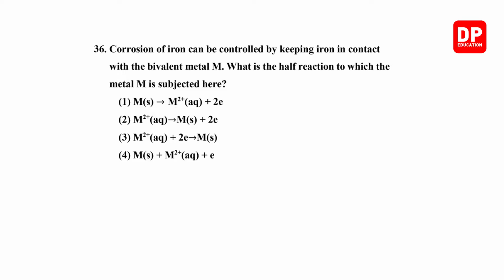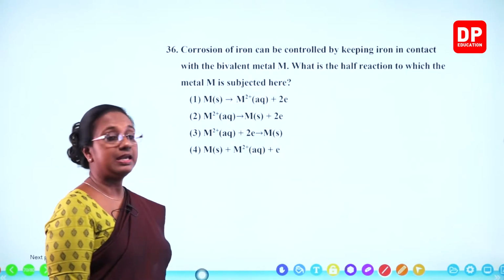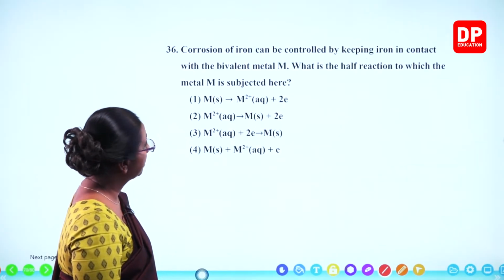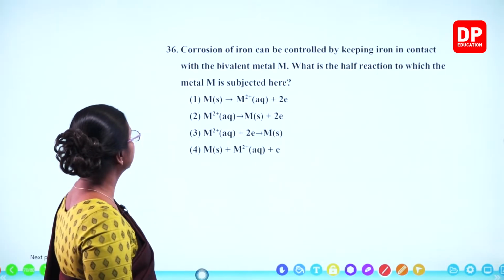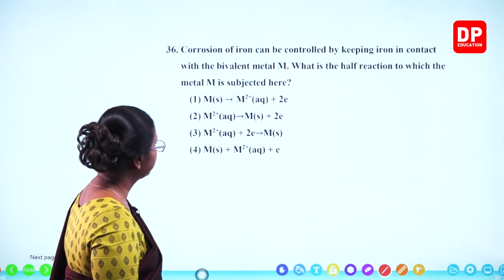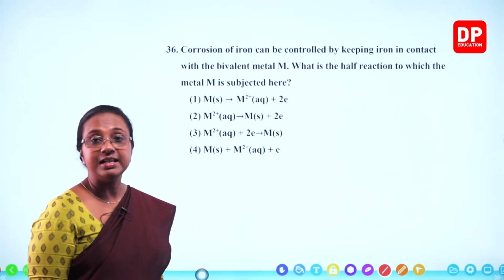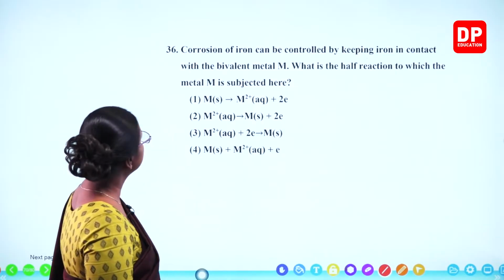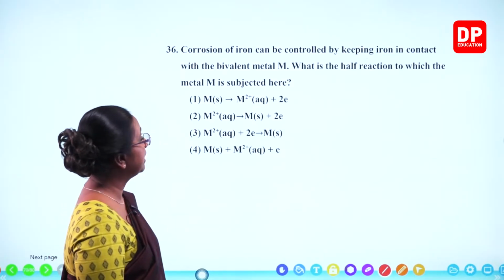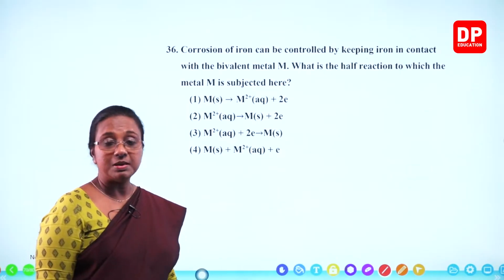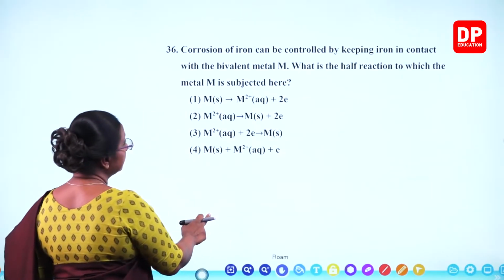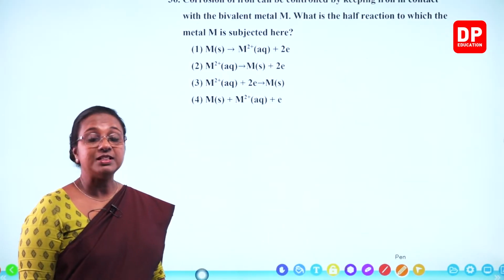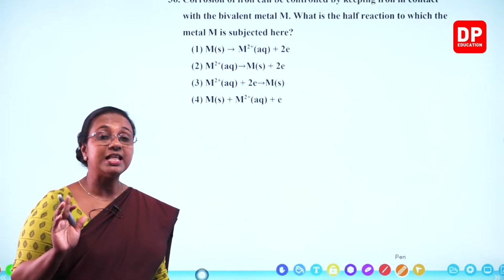36. Corrosion of iron can be controlled by keeping iron in contact with the bivalent metal M. What is the half reaction to which the metal M is subjected here? So they want you to find that metal. Now you can remember this, students. When we discuss the prevention of corrosion by placing iron with another metal, you have to consider the activity series.